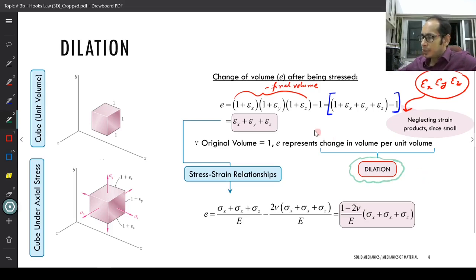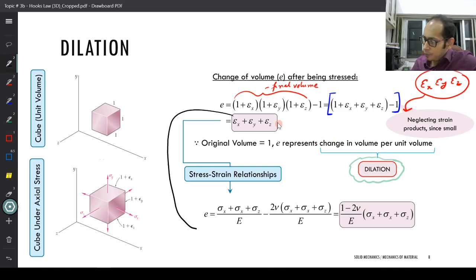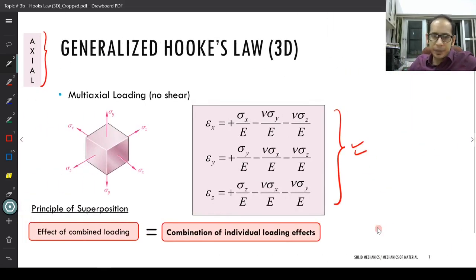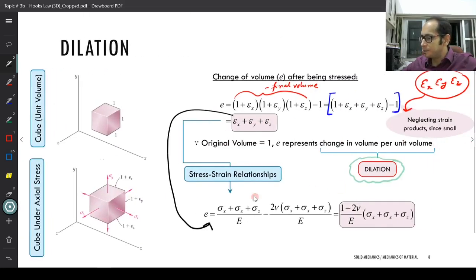Now if you take this expression over here, and you tinker around and apply the formulas which we just derived, essentially you are trying to apply these expressions over here. If I remember, the dilation came out as epsilon x plus epsilon y plus epsilon z. Now if you substitute epsilon x, epsilon y, and epsilon z, what you will essentially get is an expression like this: sigma x plus sigma y plus sigma z divided by E, minus the 2 nu. Why do you get the 2 nu?